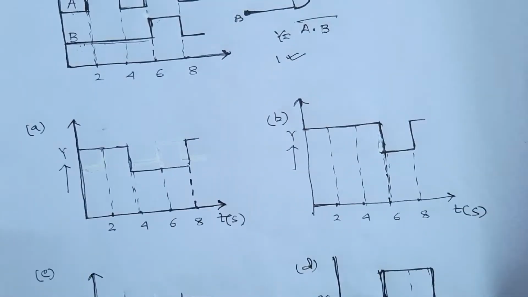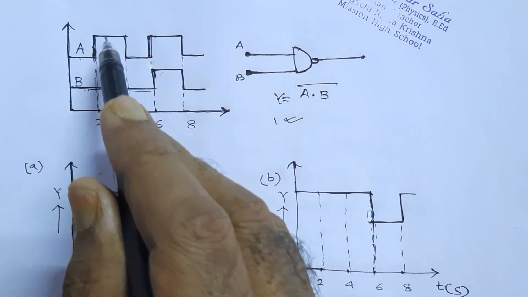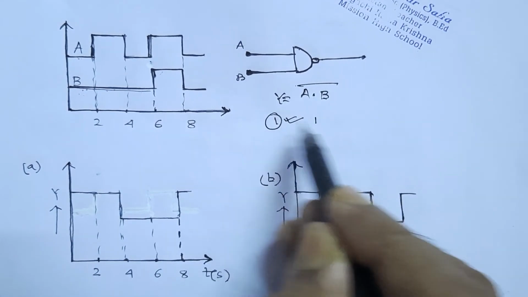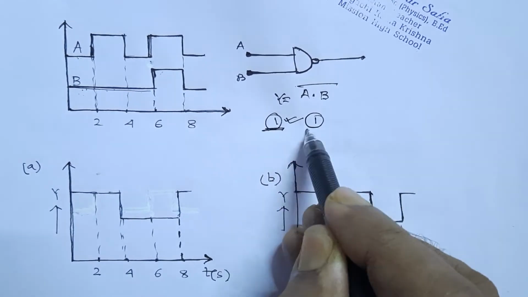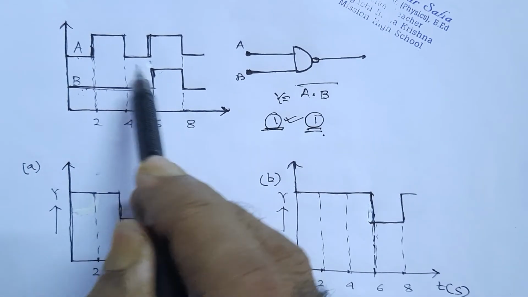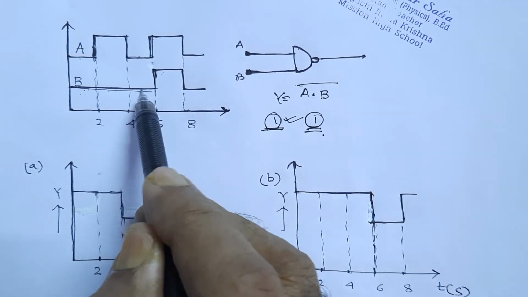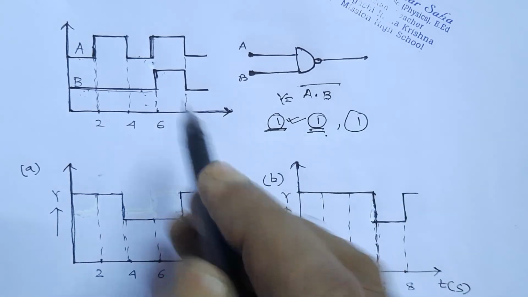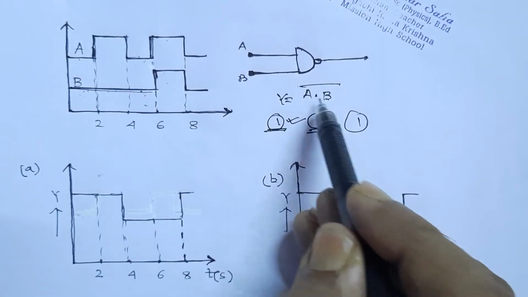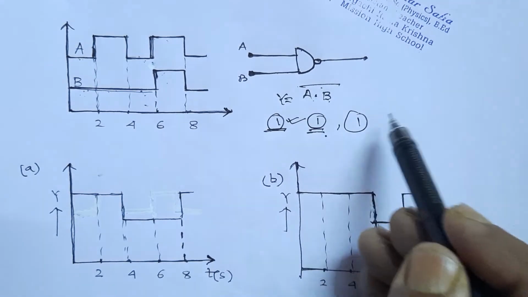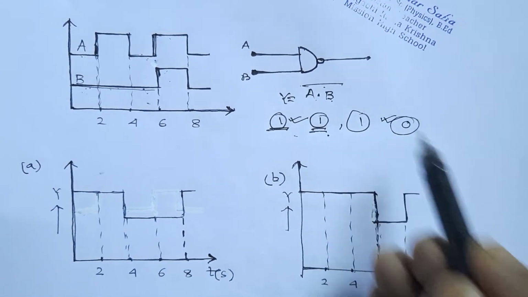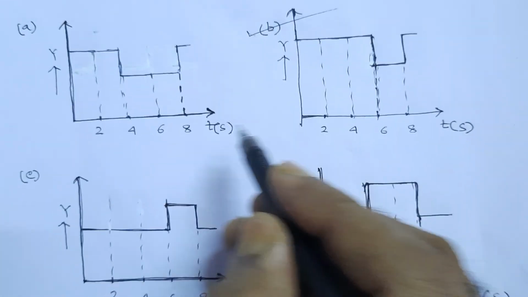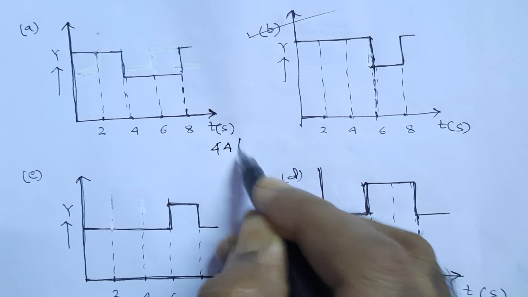Next, in the second case, A is 1, B is 0. So AB is 0, AB inverse is 1. So in the first case output is 1, in the second case output is also 1. In the third case, A is 0, B is 0. 0 into 0, 0, output is also 1. In the fourth case, A 1, B 1, A into B, 1 into 1, 1, output is 0. So in the first three cases it is 1 and in the fourth case it is 0. It is found in option B. So question number 44 has correct answer B.